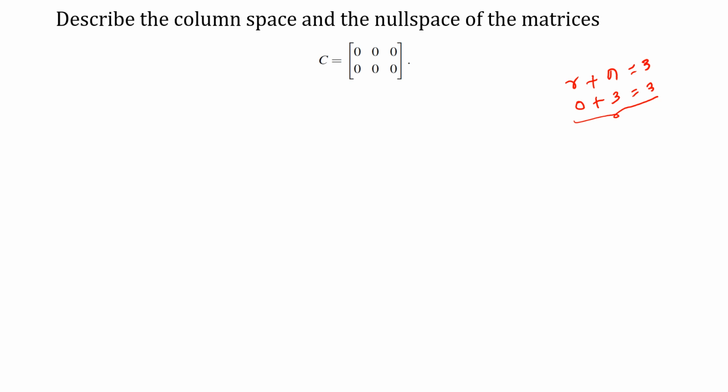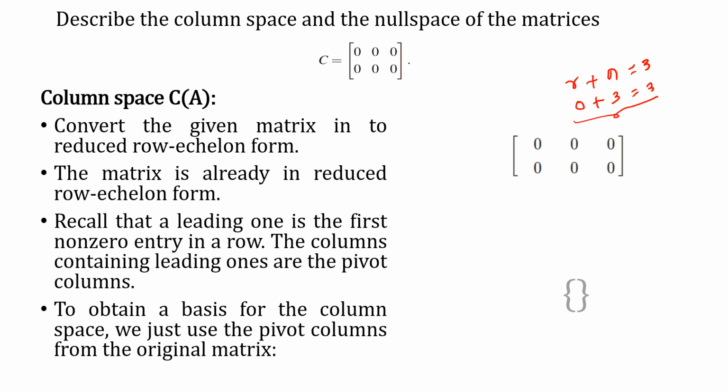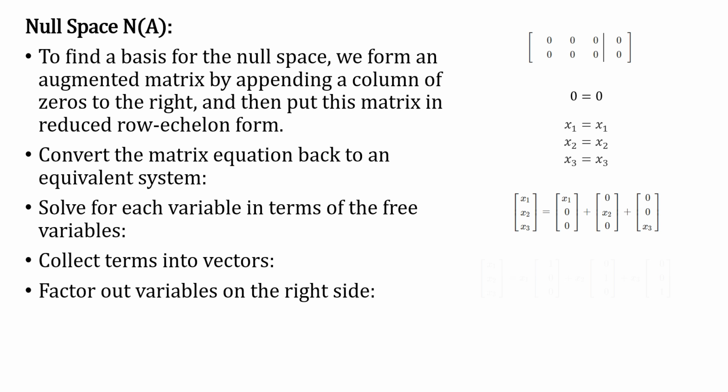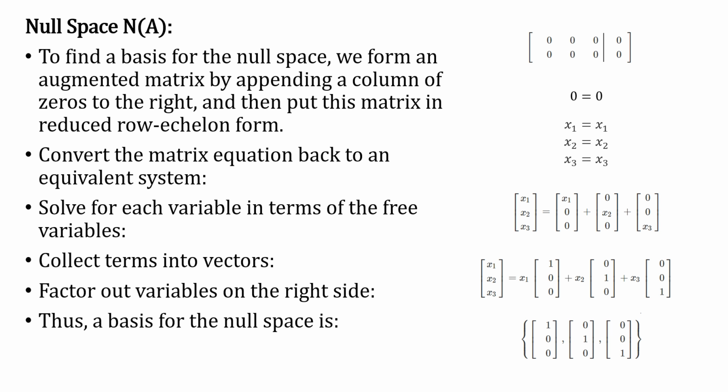Let us see whether the null space of the given matrix C is 3 or not. We have already calculated it here. We have calculated the column space, then we have calculated the null space. This is the procedure. At the end, we found the number of vectors in the null space is 3. So 3 plus 0 equals 3 here.